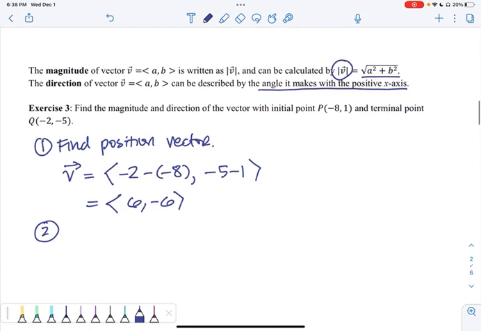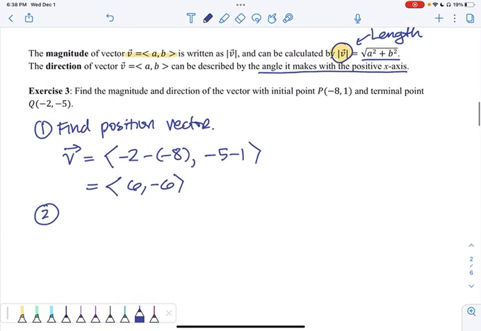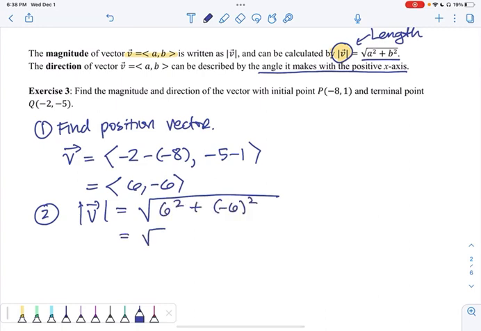Now, if you have some position vector, right, this is what's given here, well, then you can find the magnitude, which is really just the length, as the square root of a squared plus b squared. This is just taking into account the Pythagorean theorem and using that. So I can say, great, the magnitude is the square root of 6 squared plus -6 all squared. Well, that's the square root of 36 plus 36, and the square root of 72 simplified is 6 root 2. So that's the magnitude. That's how we would find that.